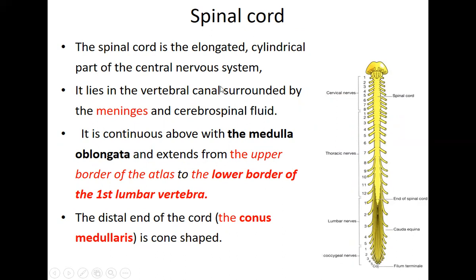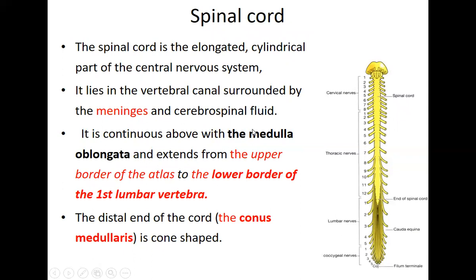It lies in the vertebral canal surrounded by meninges and cerebrospinal fluid. Just like the brain is covered by the skull, the spinal cord is covered by bones called vertebrae, and inside the vertebrae there is a canal called the vertebral canal. The vertebral canal protects the spinal cord, and it is also covered by meninges, the coverings of the brain and the spinal cord, as well as fluid which gives a cushioning effect to the brain and spinal cord, called the CSF, cerebrospinal fluid.